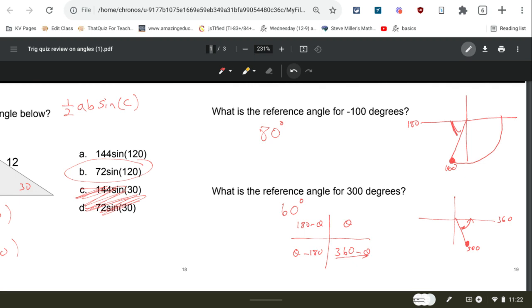For the other one, what did I do? I would have had to do negative 100 minus 180 because I was in the third quadrant here. Now this is going to give me negative 280, but I would have to add 360 back on that to bring it between 0 and 360. And if you add 360 to this negative 280, that's where the 80 degrees is going to come from.